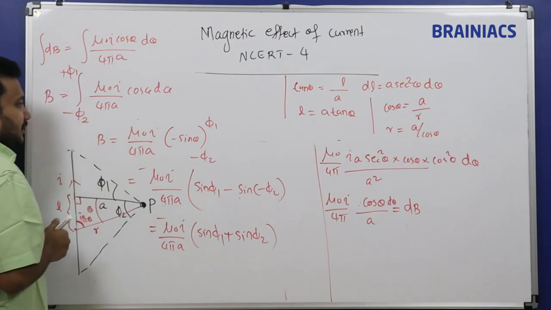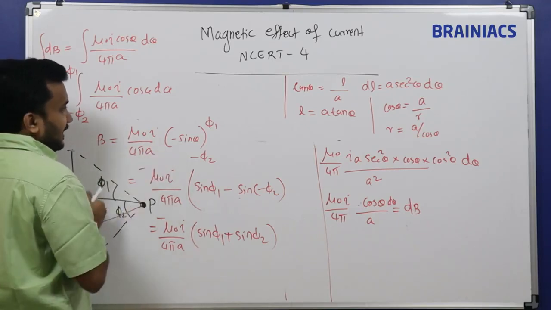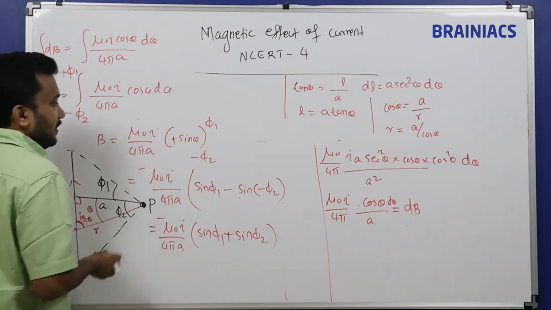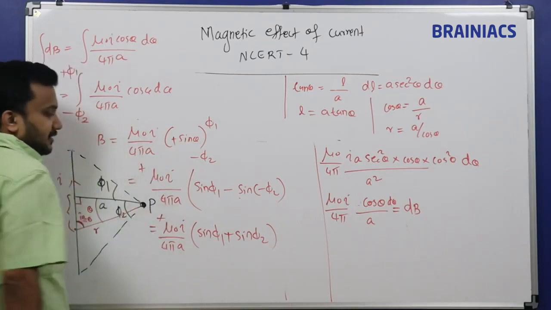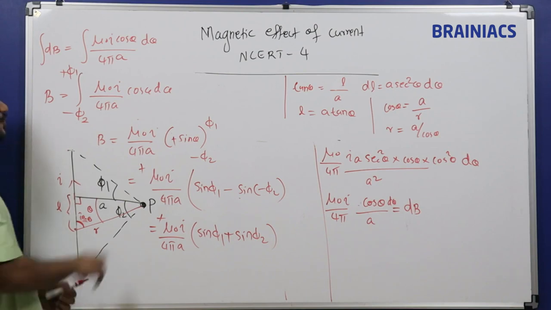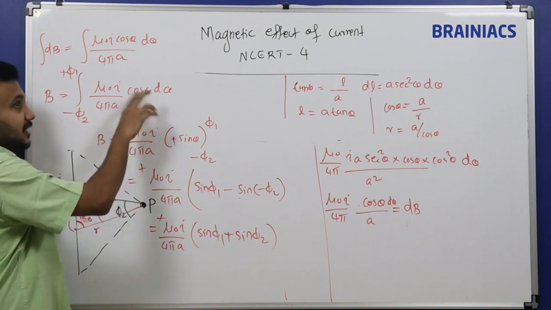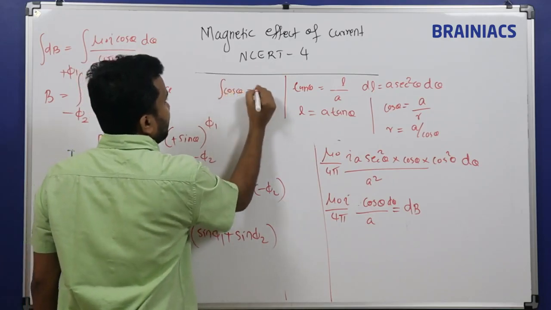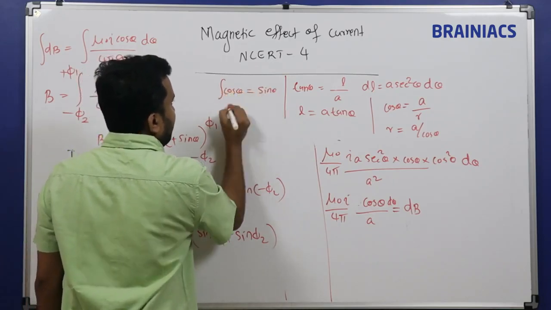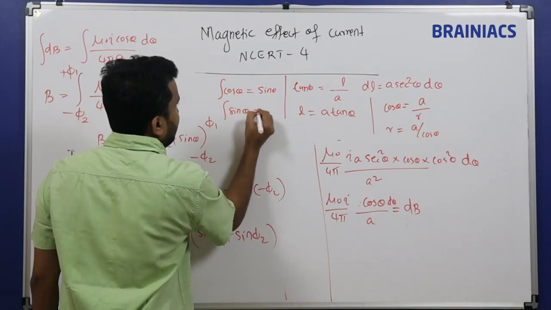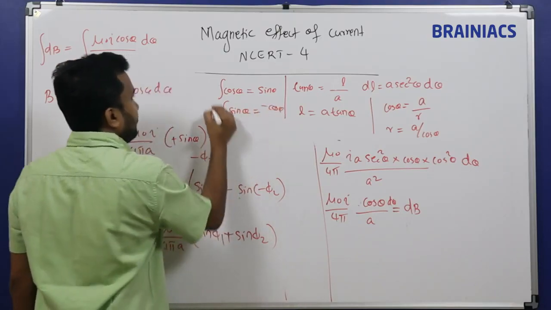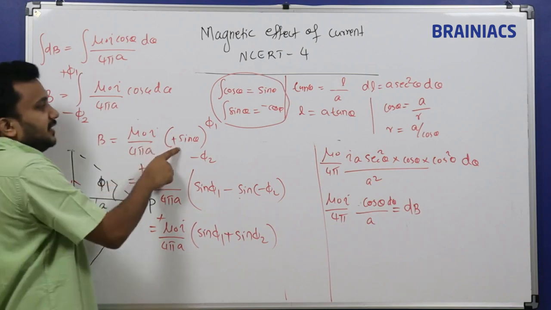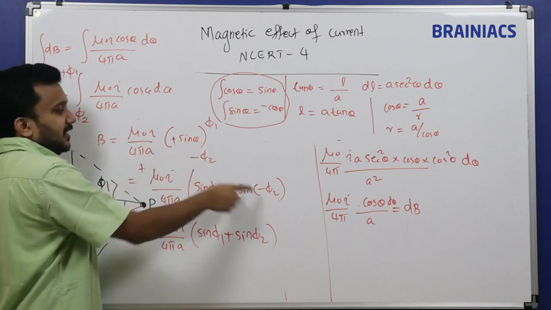Here one mistake was done, right? The integral of cos theta is plus sin theta, and the integral of sin theta is minus cos theta. If you are confused, just write it down. So the integral of cos theta is sin theta, and we get sin phi1 minus sin of minus phi2.